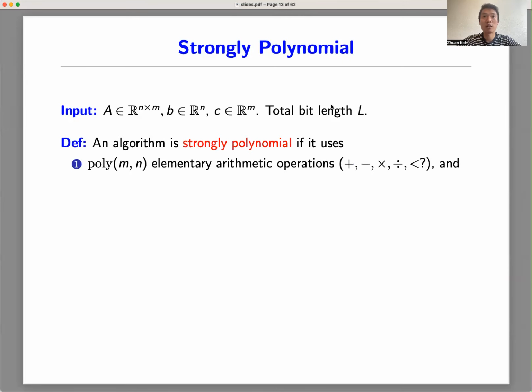Now, differently, an algorithm is said to be strongly polynomial if it uses poly(m, n) elementary arithmetic operations. So these are your usual plus, minus, multiply, divide, and comparison between two numbers, and it uses poly(m, n, L) space. Note that the number of elementary arithmetic operations is not allowed to depend on the bit length. However, the space can depend on the bit length, and this is reasonable because we need that much space in order to store the input.